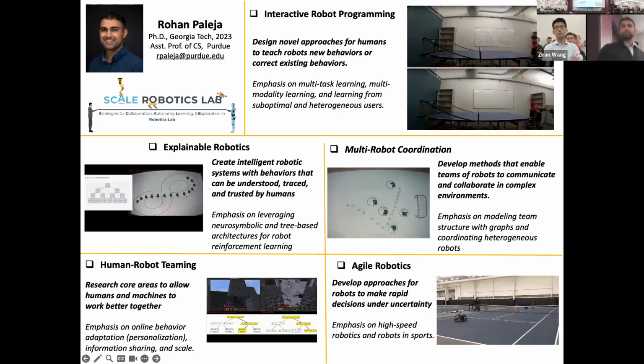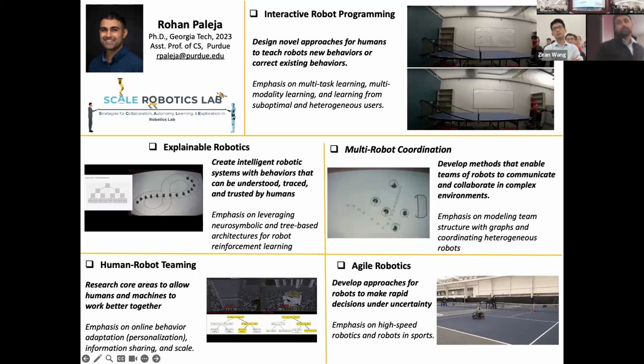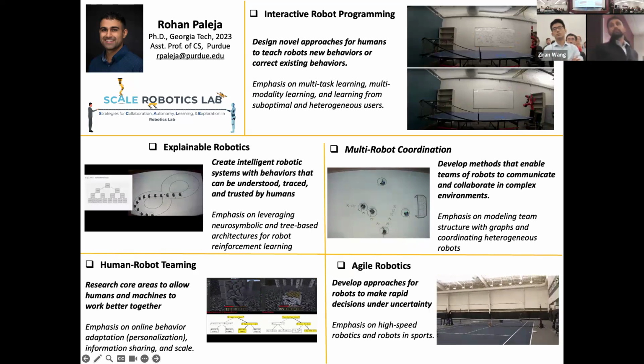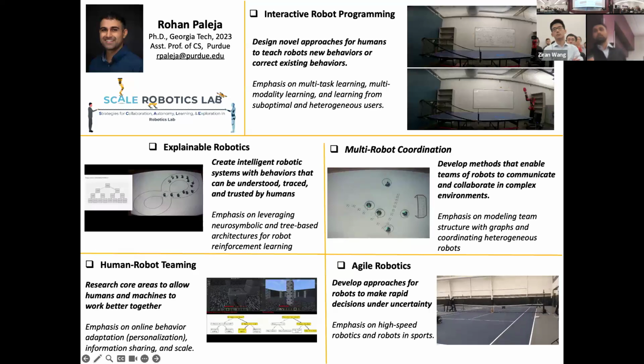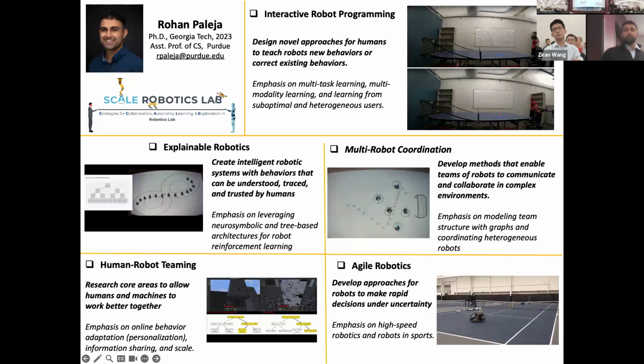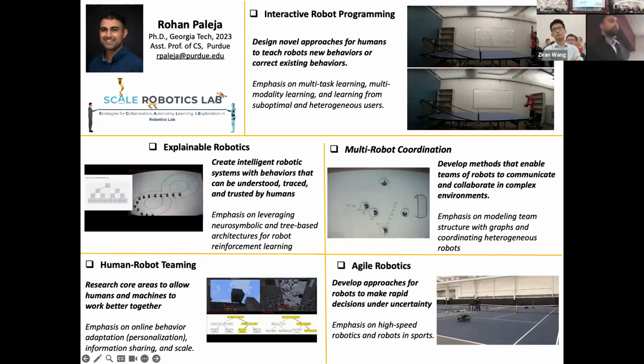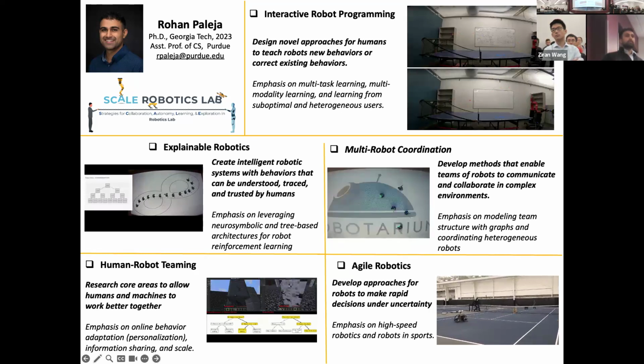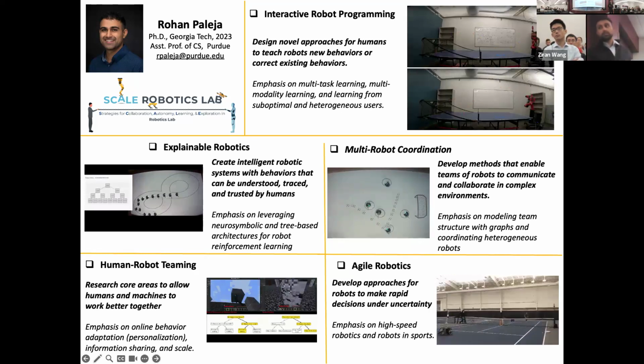And here I have some interest in online behavior adaptation, the robots personalizing to humans as they interact with them; information sharing, so like machine translation, and a human talking to a robot; and thinking about scalability, so multi-human, multi-robot collaboration. And the final thing I focus on is agile robotics, so approaches for robots to make rapid decisions under uncertainty.